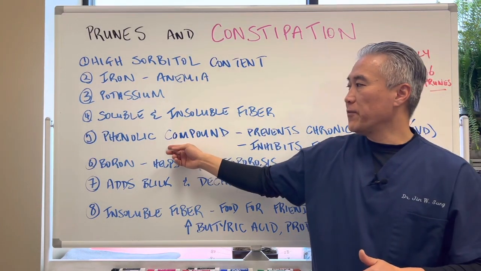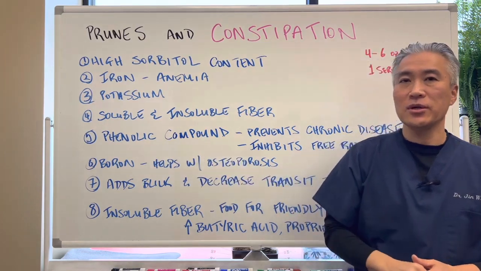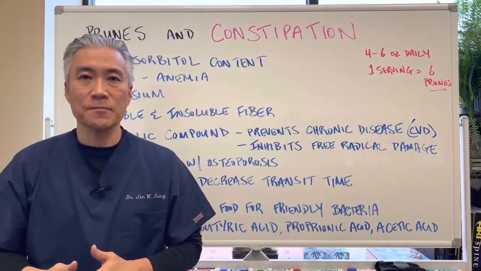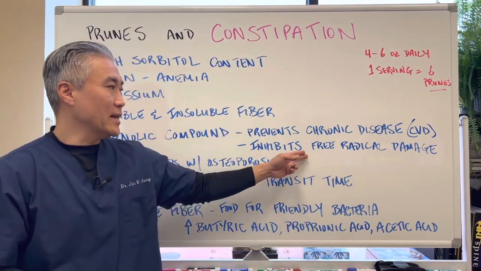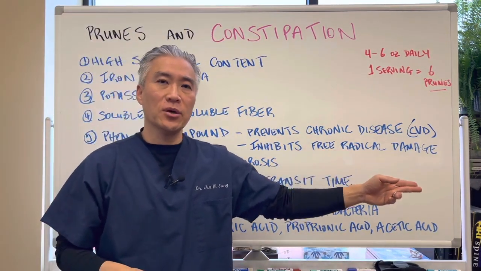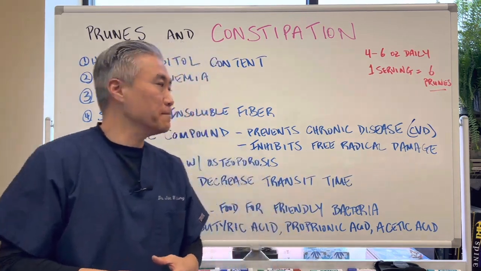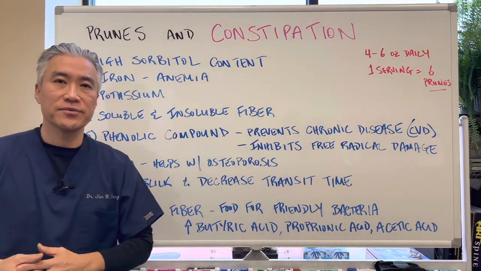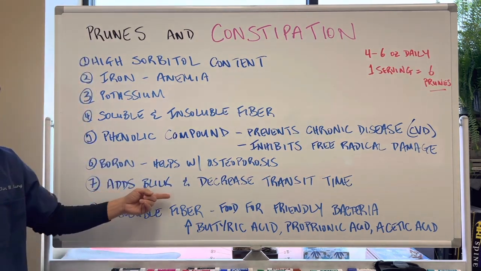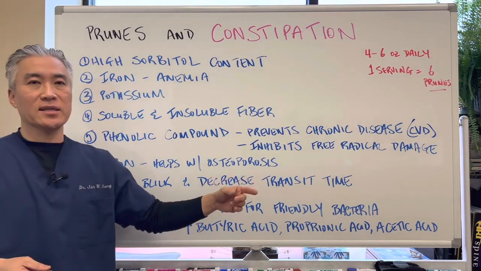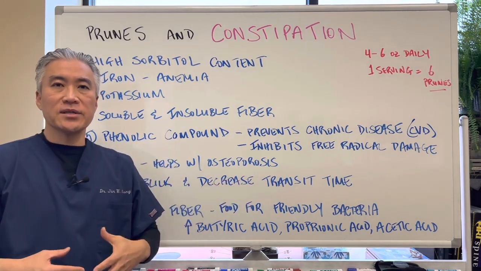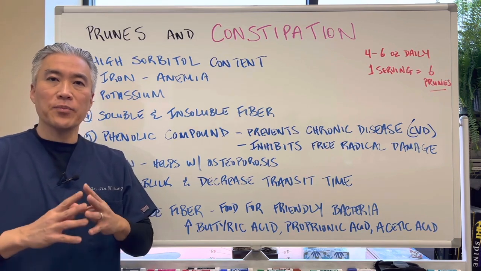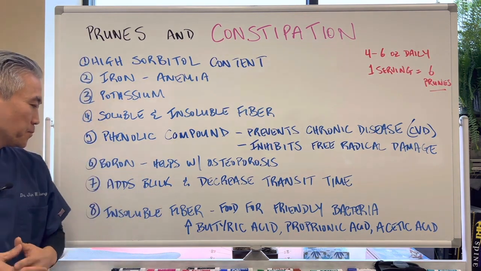It has something called phenolic compounds, which prevent chronic disease like cardiovascular disease, as well as inhibiting free radical damage or oxidative stress to our body. It also has boron, helps with osteoporosis, okay? Adds bulk and decreases transit time. So it increases the bulk of the bowel movement as well as speeding up the process of a bowel movement.